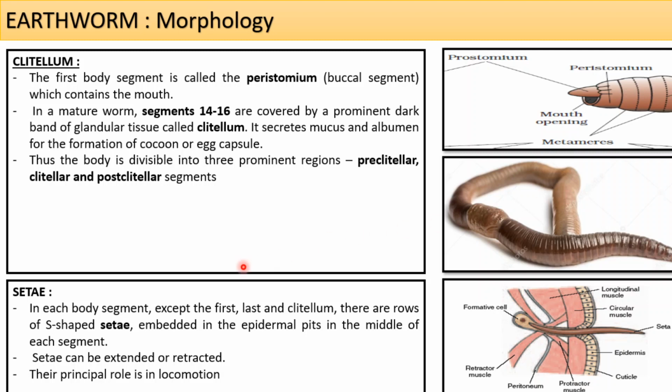Now, the organ of locomotion for earthworm is the setae. It is in each body segment except the first, last and clitellum. These are some specific areas, so you should know them because it can come in an MCQ. First, last and clitellum have no setae. It is S-shaped, a slightly curved S-shaped structure. It can be extended and retracted. The principal role of setae is locomotion.